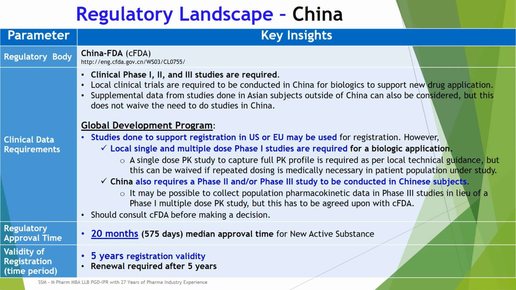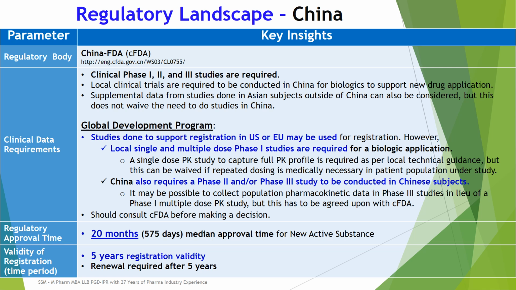China also requires a phase 2 and or phase 3 study to be conducted in Chinese subjects. It may be possible to collect population PK data in phase 3 studies in lieu of a phase 1 multiple dose PK study, but this has to be agreed with the China FDA.